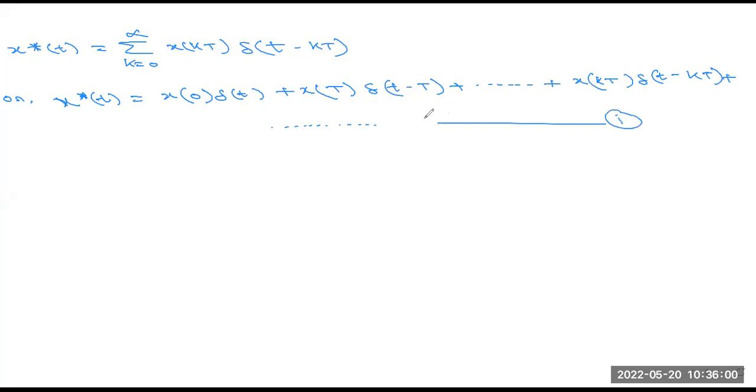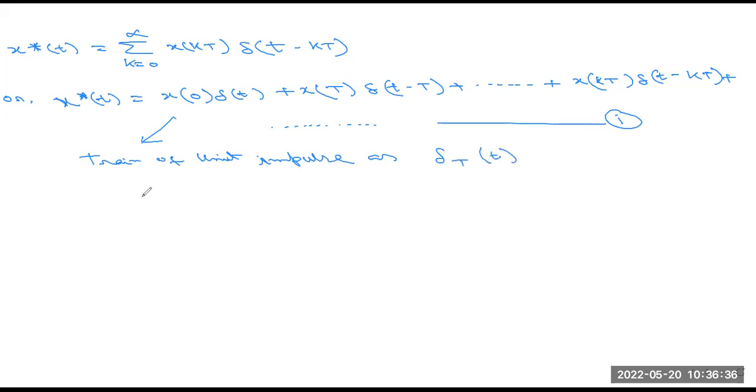Here you can see the instants are first 0, then T, then 2T, then 3T, then kT, up to infinity. This is basically called the train of unit impulses. It is expressed as delta of t with respect to time.